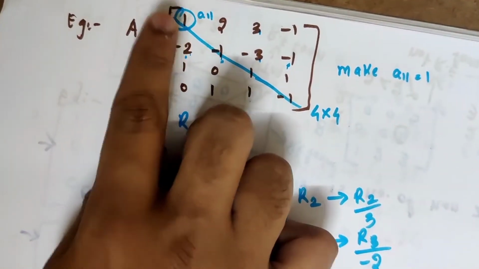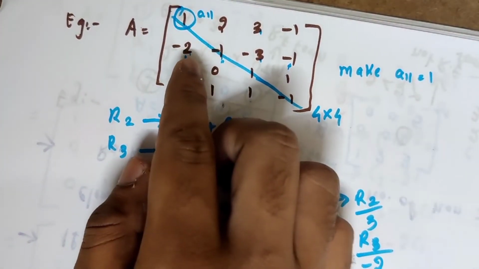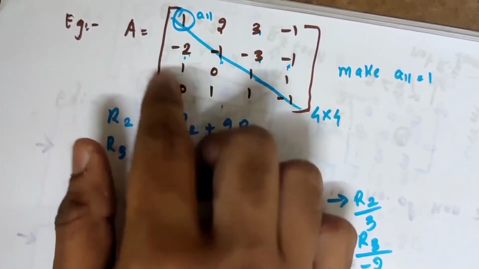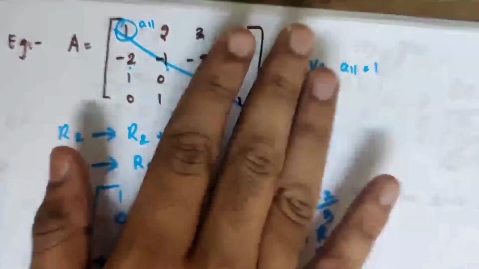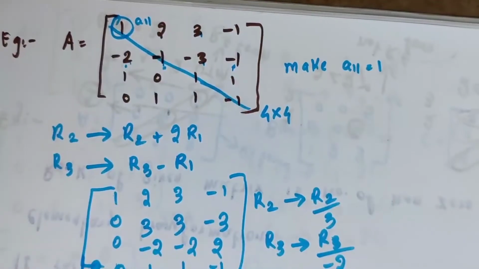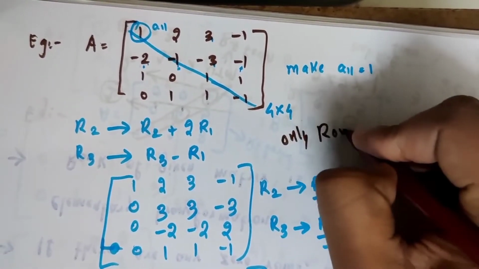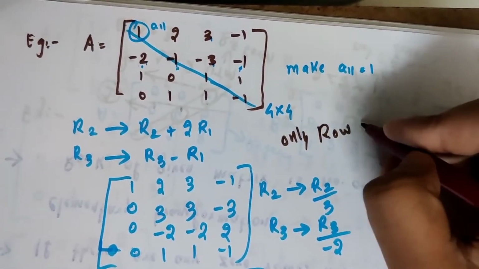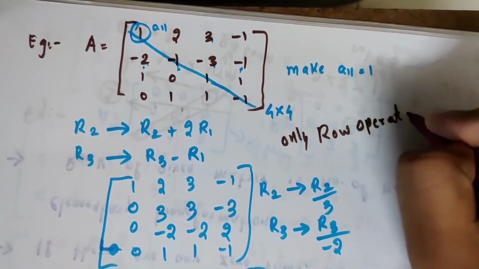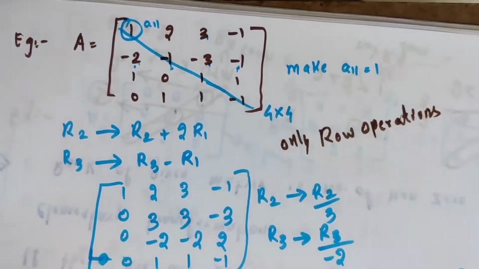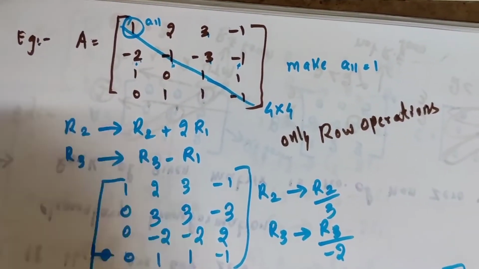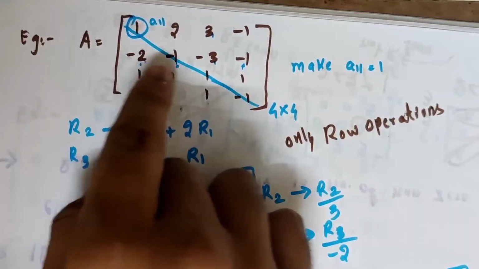First of all, you have to make this element 1, then make these elements 0 by using only row operations. That is the thing in the row echelon form: only row operations are allowed. That is why the name has become row echelon form. You can't do column operations in the row echelon form.